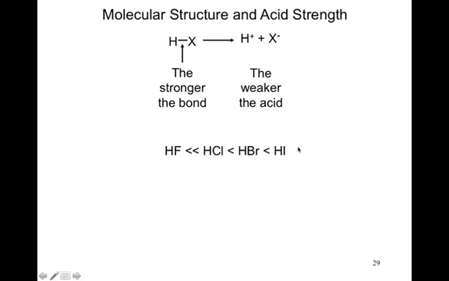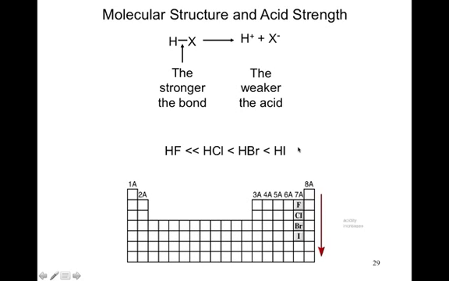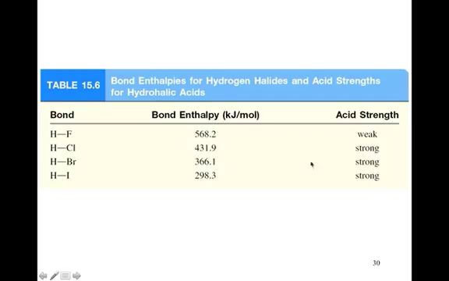And so the strength of our bond has a lot to do with how strong our acid is. And here you can see your periodic table. Acidity is increasing as electronegativity is decreasing. So here they're just showing some bond enthalpy numbers. Weak, strong, strong, strong. And you can see that the bond enthalpy is decreasing.